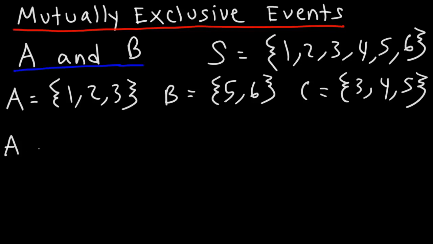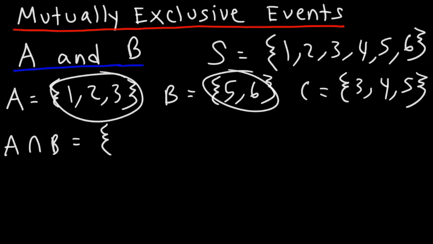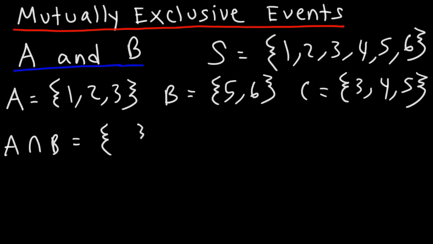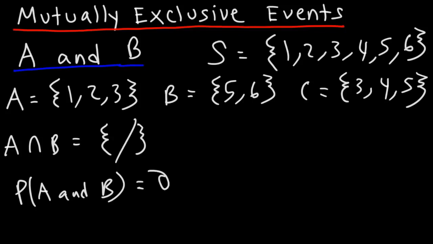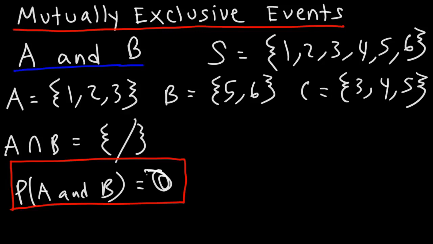What is the sample space of A and B? What is the intersection of these two events? Notice that they do not share any outcomes. So there's no intersection. Therefore, the probability of A and B occurring together is 0. This cannot happen. Let me write this as A and B, because you might think it's A then B. So make sure you understand this. The probability of two mutually exclusive events occurring is always going to be 0.